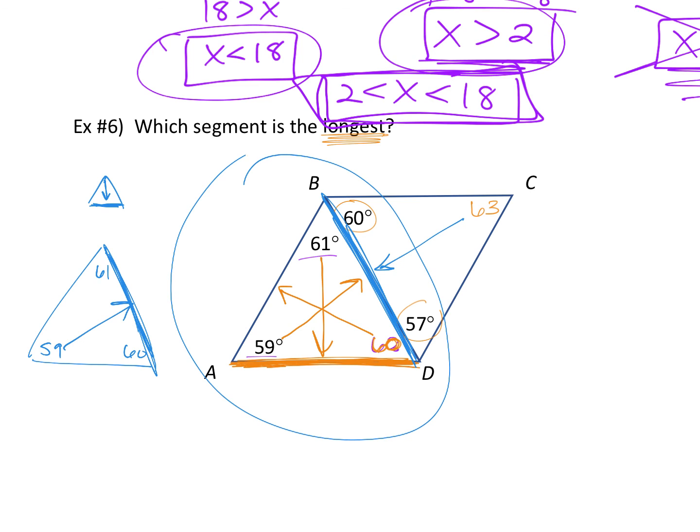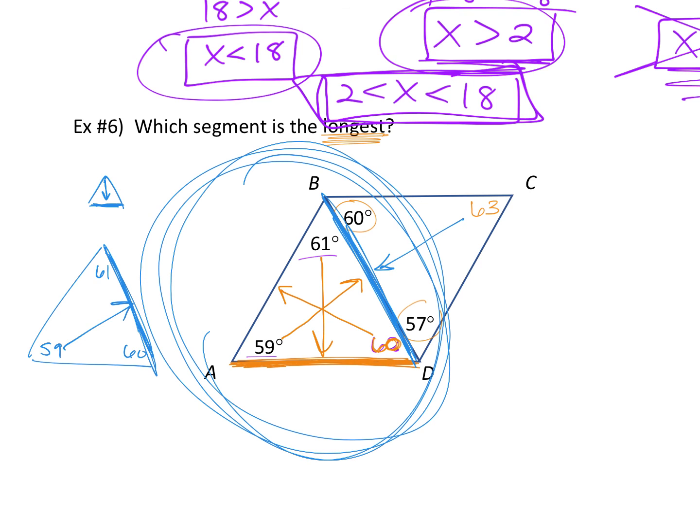In this triangle, which segment, orange or blue, is longer? Blue is across from a 59-degree angle. Orange is across from a 61-degree angle, right? So once you find the longest in both of them, you need to find the triangle that contains them both and then ask, okay, which one is actually longer in that triangle? This would be AD. Does that make sense? Hopefully. Okay.